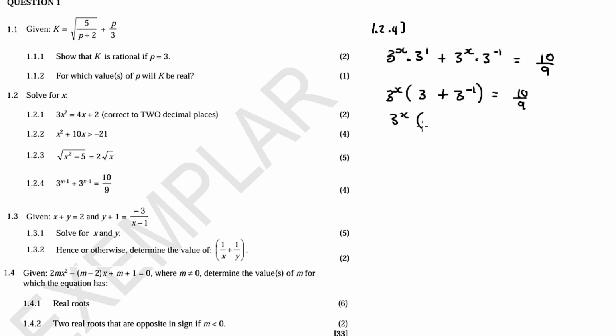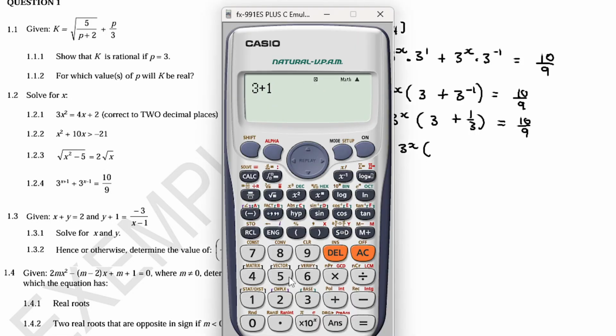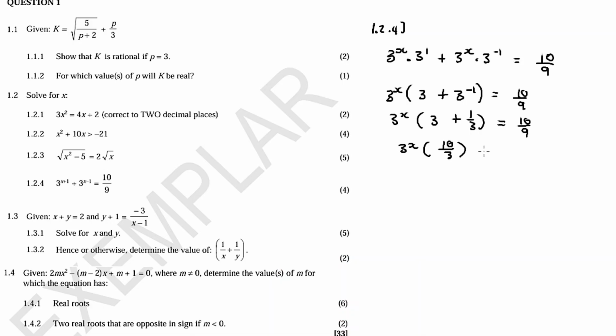3 raised to exponent x, times 3 plus 1 over 3, equal to 10 over 9. Let's add these ones. 3 plus 1 over 3 is 10 over 3. Now the aim is to isolate 3 raised to exponent x. I'm going to multiply by the multiplicative inverse of 10 over 3, which is 3 over 10. 3 cancels 3, 10 cancels 10.